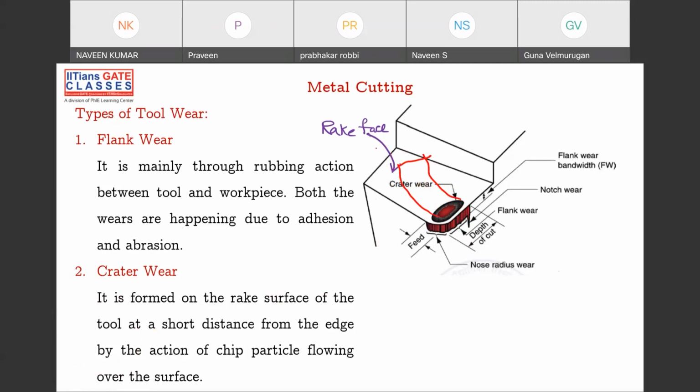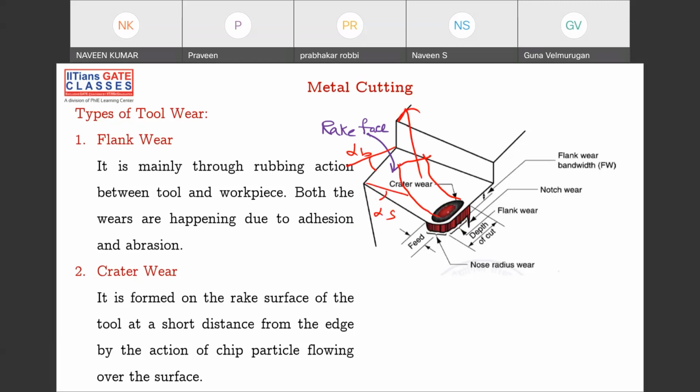And if you see from the side view, this is your alpha B, right? And if you see from this view, this is alpha S, side rake. This is your back rake. This is your alpha B. Okay, chip is flowing like this.